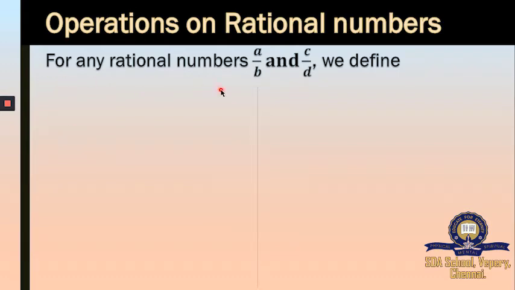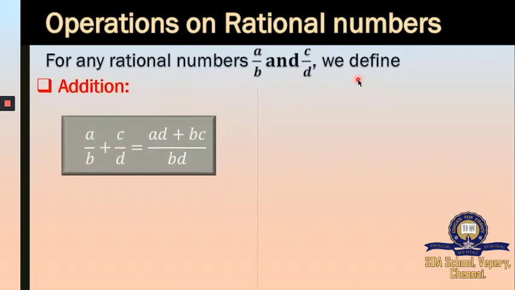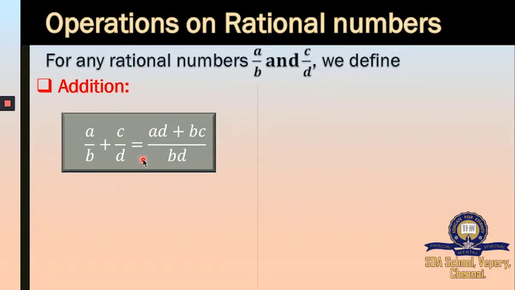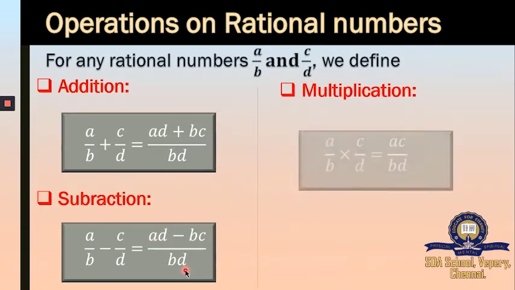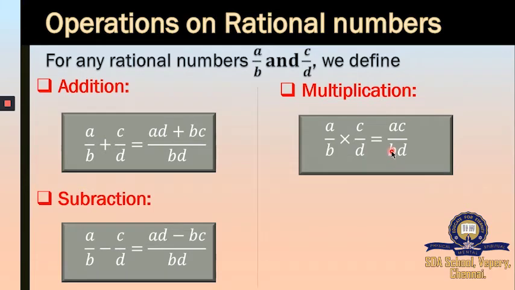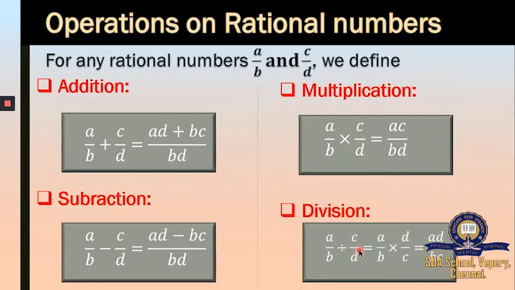So for any rational numbers a by b and c by d, we define the addition operation to be a by b plus c by d equals (ad plus bc) by bd. So next operation is subtraction. So a by b minus c by d equals (ad minus bc) by bd. So next is multiplication. a by b into c by d equals ac by bd. So the next operation is division. If a by b divides c by d, then a by b divided by c by d equals ad by bc.